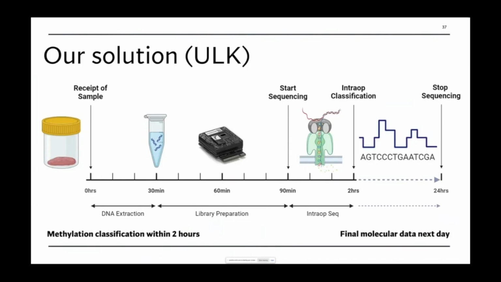So we start sequencing typically within 90 minutes of the sample being delivered to the pathology lab. And within 2 hours, sometimes even quicker, we have our initial classifications. We keep sequencing then for 24 hours, and we have our final molecular data available the next day. In order to get that throughput, we've switched from using MinION to using PromethION. And in this case, we're using the P2i. We've also used the P2 Solo and the PromethION 24 to get similar data.